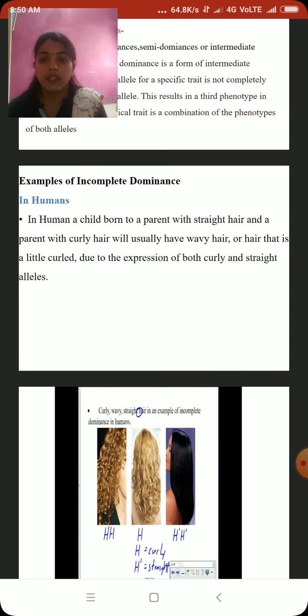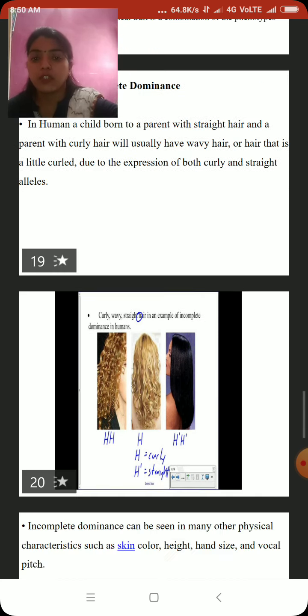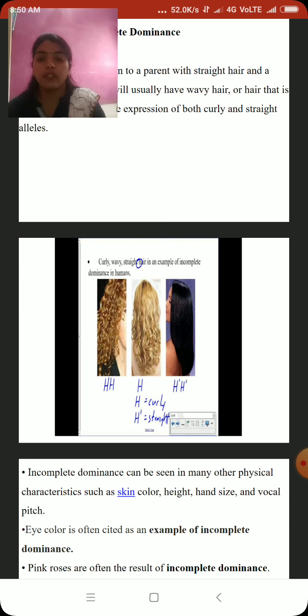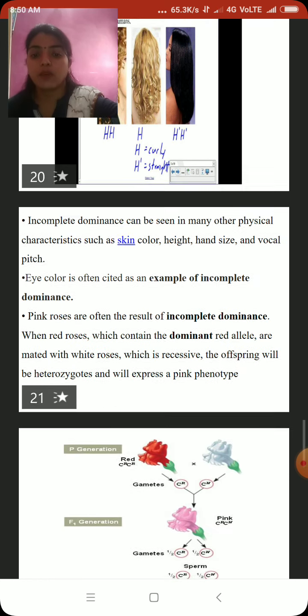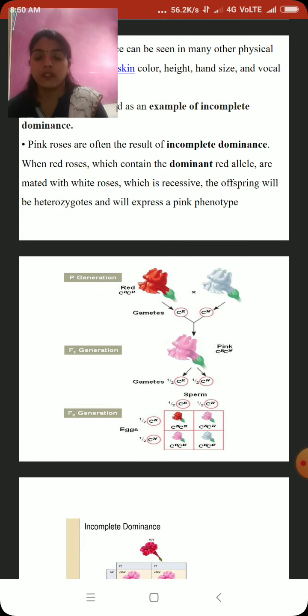This is the picture which expresses the law of incomplete dominance. Here one parent having curly hair is crossed with another parent having straight hair. The progeny formed in the next generation has wavy hair. Wavy hair means hair which is neither curly nor straight; it is an intermediate hair pattern.